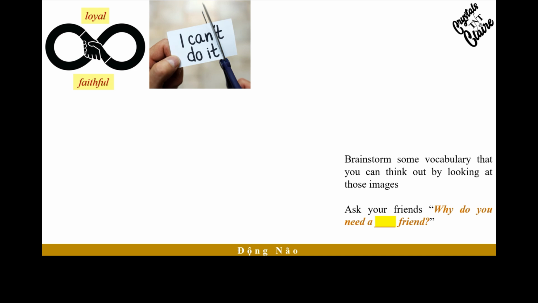Okay, let's look at the second picture. What do you see? You see one hand holding a piece of paper, and the other hand using a scissor. So "can't" is the negative form. But this person tried to cut out "can't." It means turning this sentence into a positive meaning. "I can do it. I can do it." Not "I can't do it."